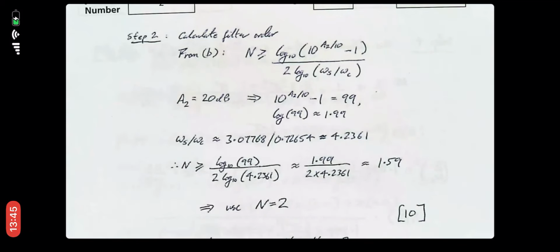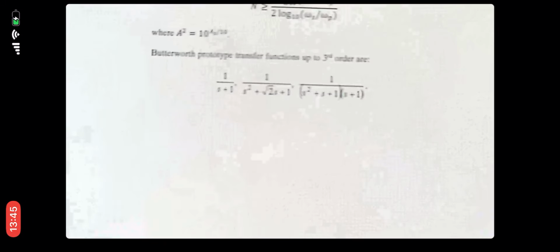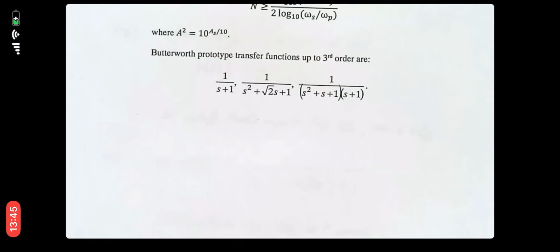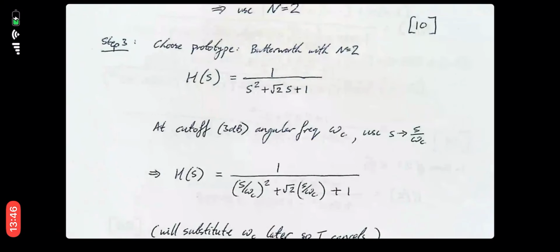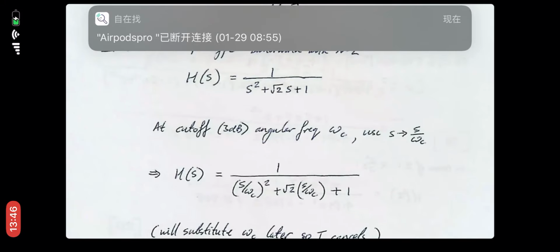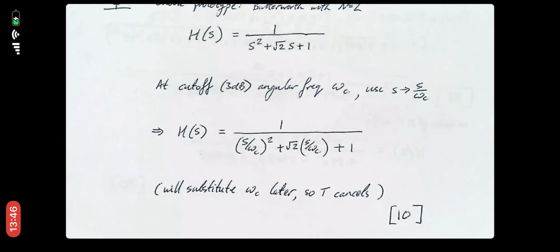Now we need to choose the right prototype. We're given a set of prototypes in the question. That's the n equals 1, n equals 2, n equals 3 prototypes for up to third order. So we need to choose the second order prototype. So this is the prototype we use. And that's the one if our cutoff frequency was equal to 1. If it's not equal to 1, we need to scale S by the cutoff frequency. So this is now scaled by our cutoff frequency, and that's the substitution in there. And this is where the T cancels, because the omega C has got our cutoff frequency, that will include something in terms of T.